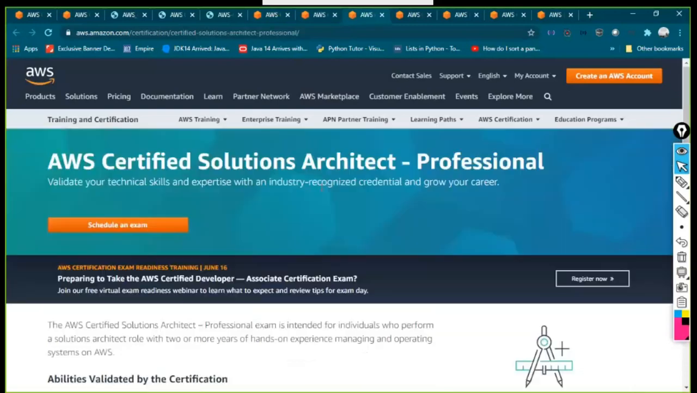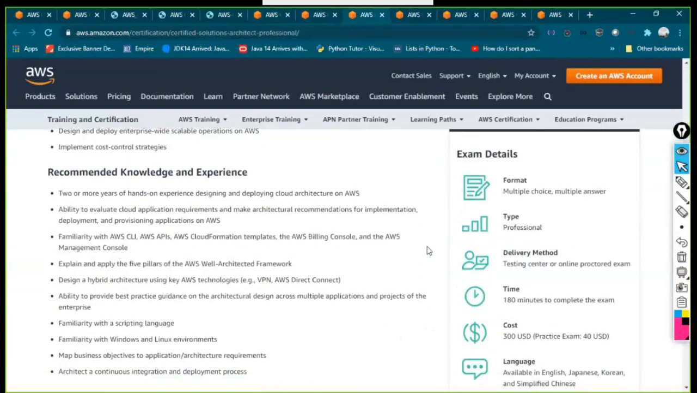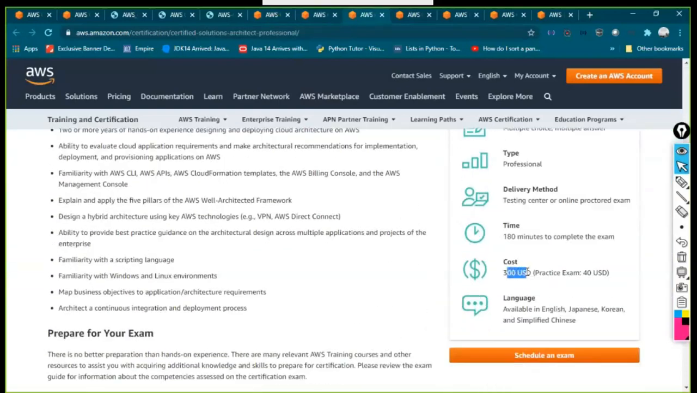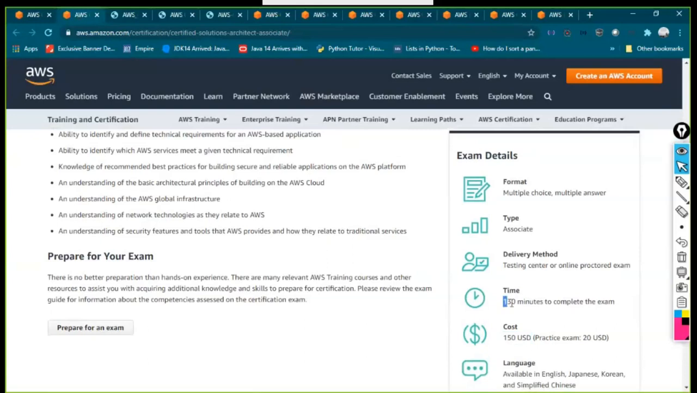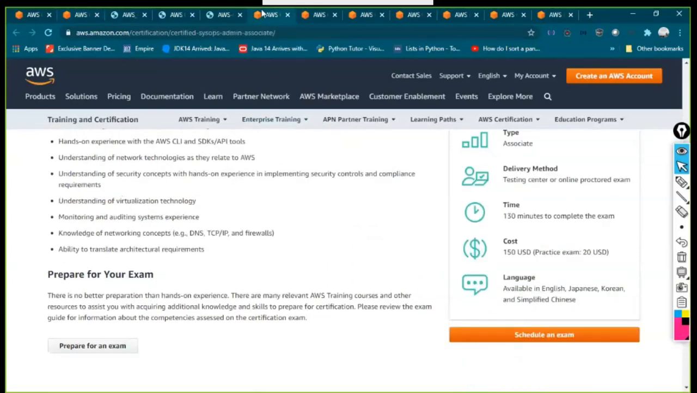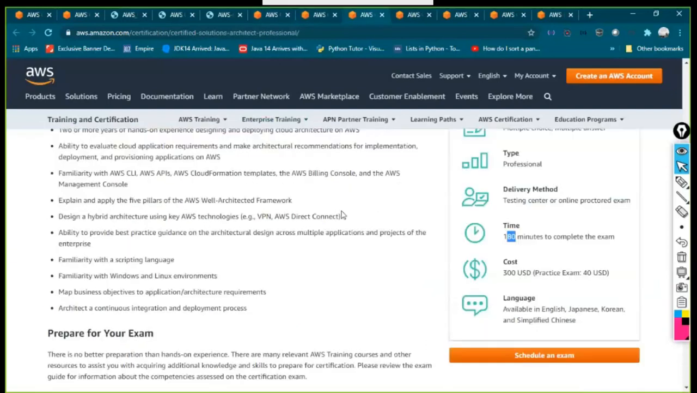Associate Professional. If you look at the Professional, it's 300 US dollars. Okay, 180 minutes. But if you look at the Associate, it's 130 minutes. 130 minutes of time duration for the exam. Whereas in Professional, it is 180 minutes.